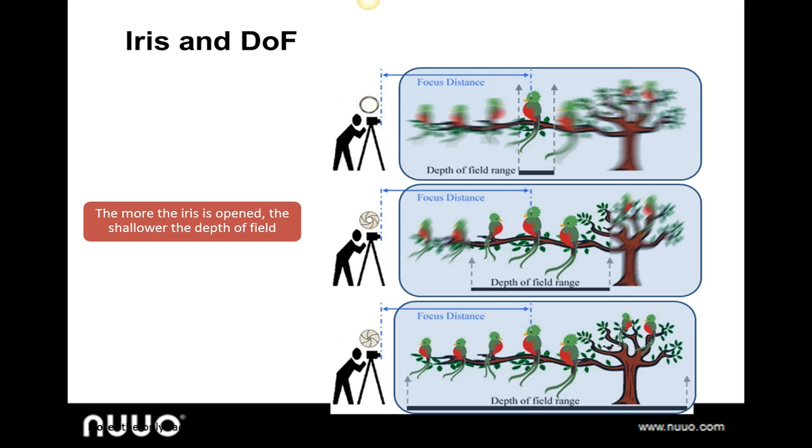So it's a trade-off. If you open the iris, more light can come into the camera. On the other hand, if you close the iris to a very small portion, there will be less light coming to the camera, so the image will be darker. So the more light comes into the camera, you get a brighter image, but a shallow depth of field. On the other hand, if you close the iris, you get a darker image, but a deeper depth of field.